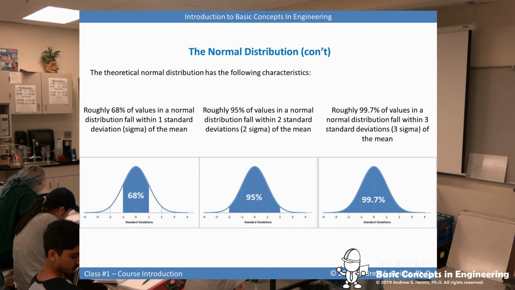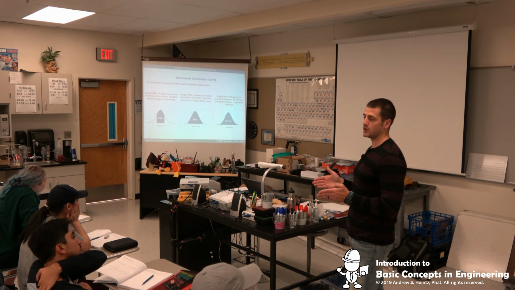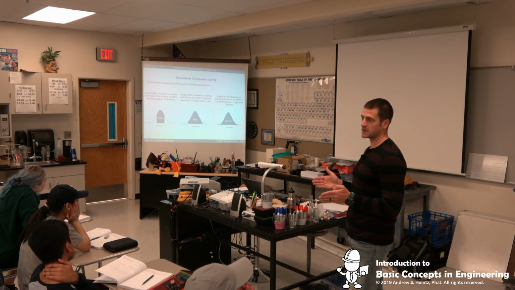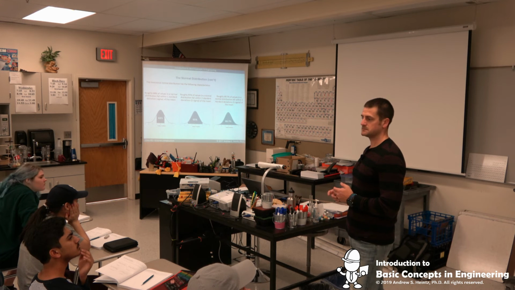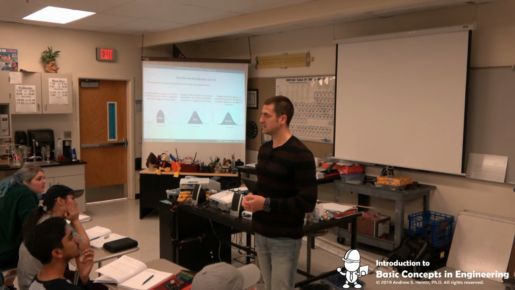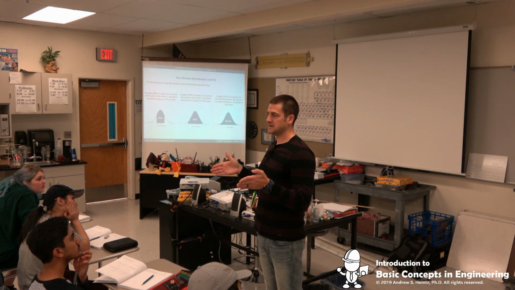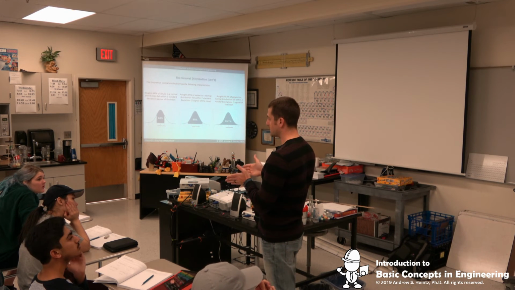And 99.7% of the naturally occurring data in a perfect distribution, or in the normal distribution, falls within 3 sigma of either side. Has anybody heard the term 6 sigma? 6 sigma is a certification that you can get, and a lot of process engineers get it. 6 sigma is 3 sigma below plus 3 sigma above, right?